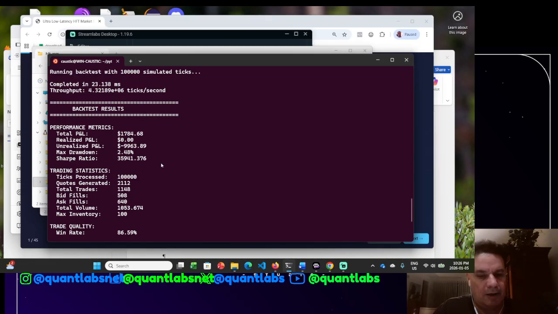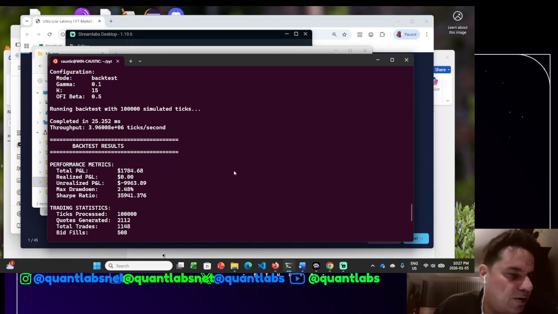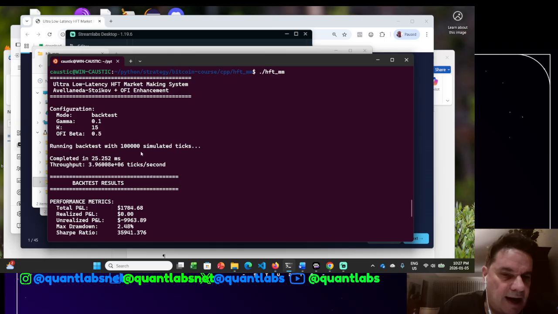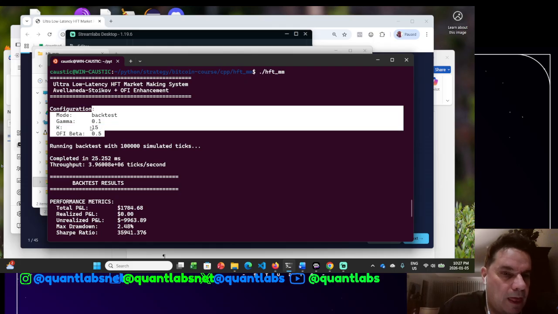Here's the source code right here in the appropriate environment for WSL, with the source code plus the bin files. When you run the bin file after compiling and linking, it's basically building. That's what it does. Now there are different parameters, you'll see that in the documents, but generally we're doing a backtest. We're running 100,000 simulated ticks. Here are our parameters: the default, doing a backtest, gamma parameter 0.1. The K parameter, I'll tell you what these are in the other documents.